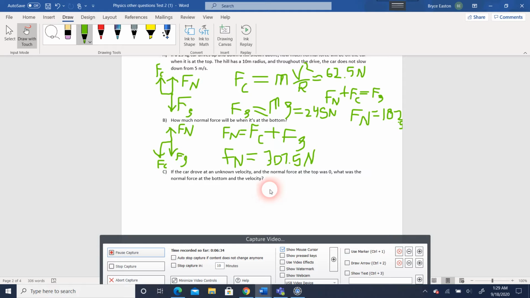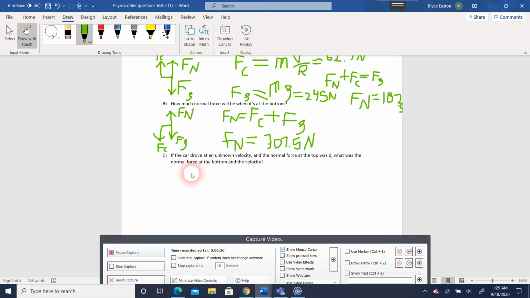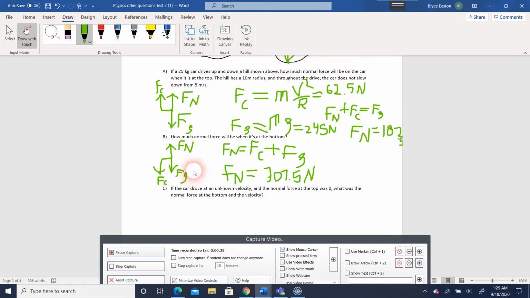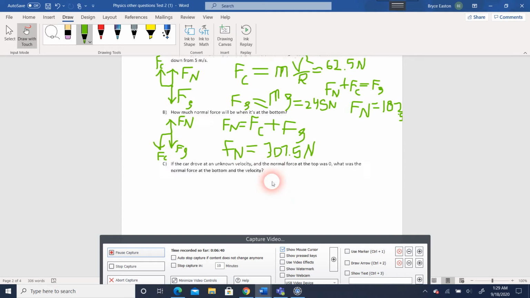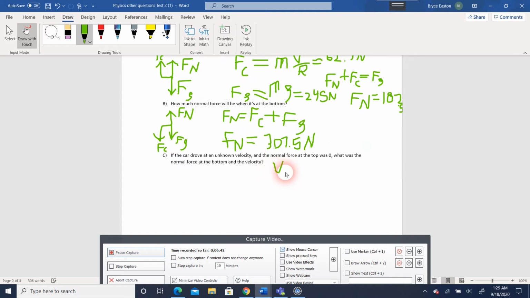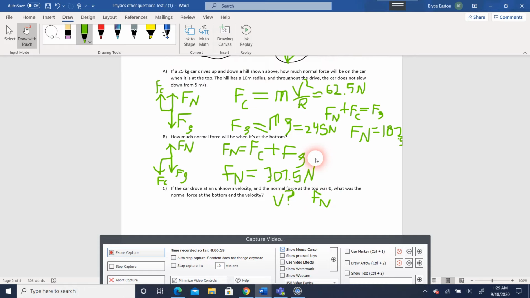Cool? All right. And now we're on part C, where the car is driving at an unknown velocity, so we want to figure out what our V is. We want to know what the normal force at the bottom is, so Fn, and our velocity, given that the normal force at the top was 0.